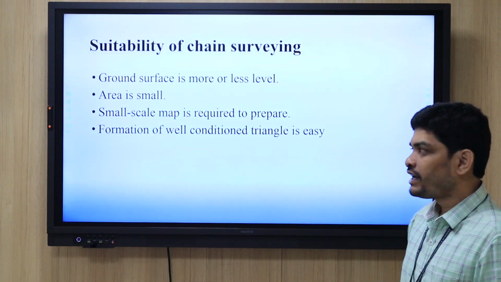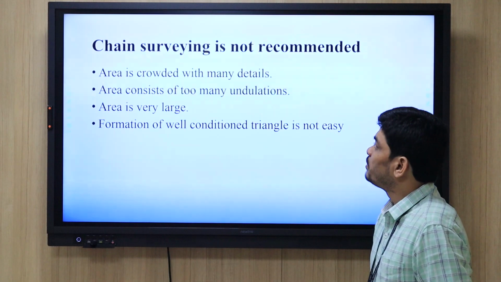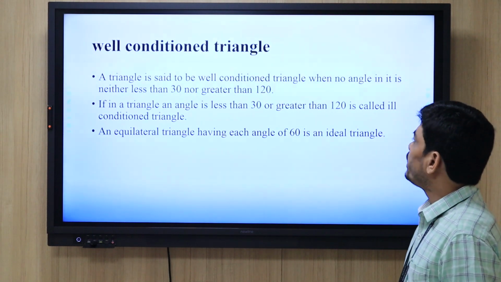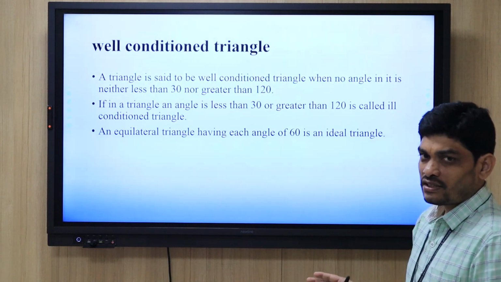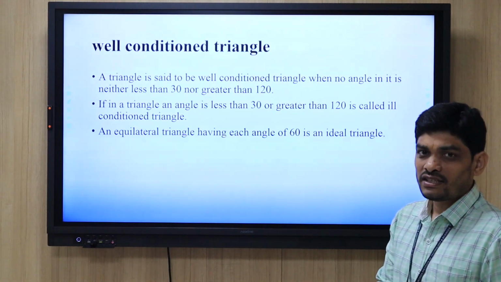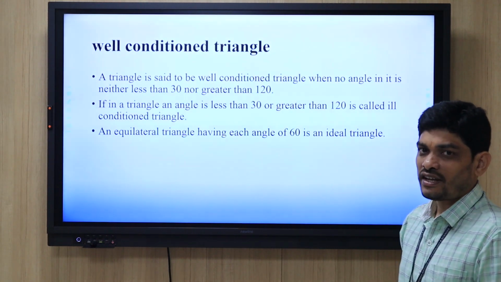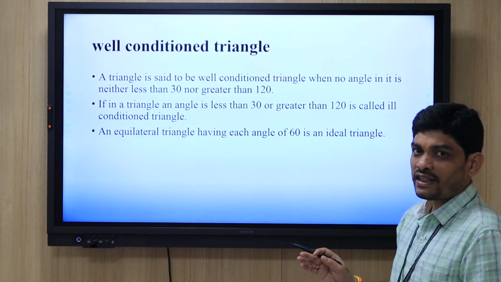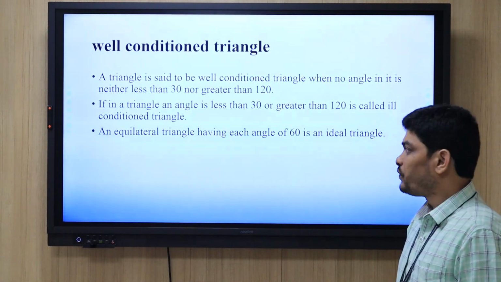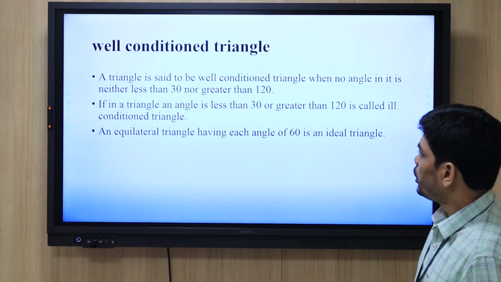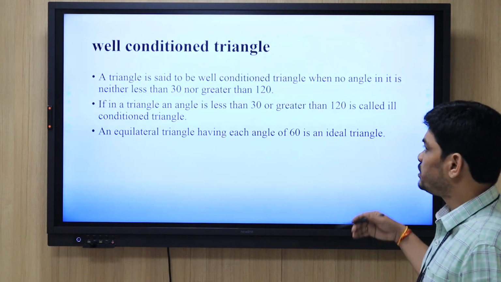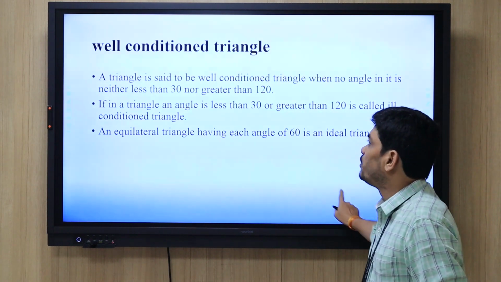Here, well-conditioned triangle means the internal angle should be greater than 30 degrees. If it is less than 30 degrees, it is not a well-conditioned triangle. And if it is greater than 30 and less than 120 degrees, then only we will call it a well-conditioned triangle. Okay. Generally, an equilateral triangle is more suitable if it is possible. Otherwise, it should be a well-conditioned triangle.